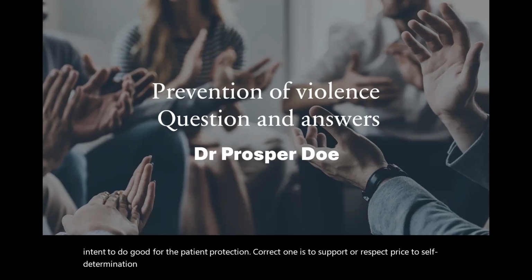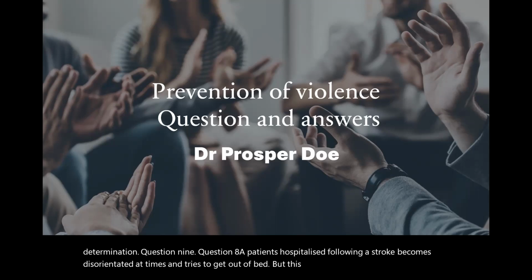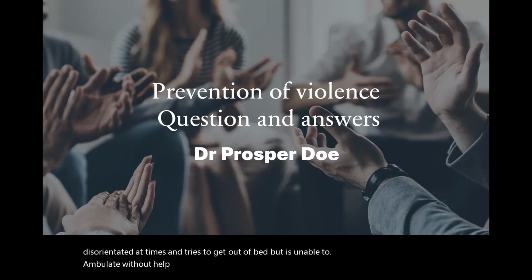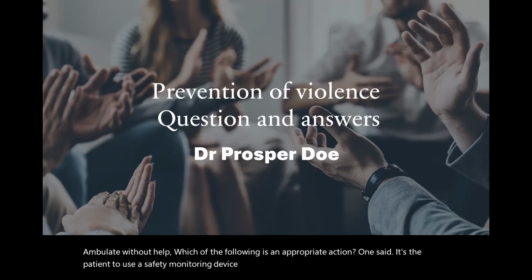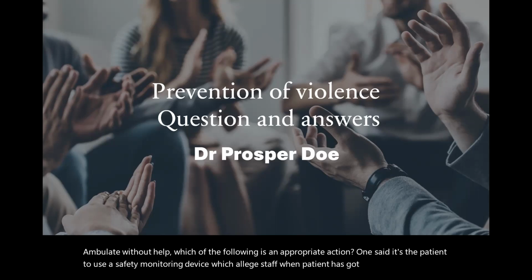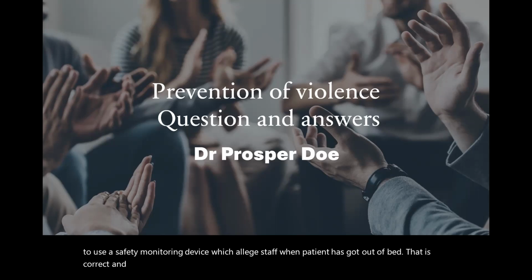Question 8. A patient hospitalized following a stroke becomes disorientated at times and tries to get out of bed, but is unable to ambulate without help. Which of the following is an appropriate action? 1, sedate the patient. 2, use a safety monitoring device which alerts staff when the patient has got out of bed. That is correct. And 3, restrain the patient to the bed. The correct answer is to use a safety monitoring device which alerts staff when the patient has got out of bed.